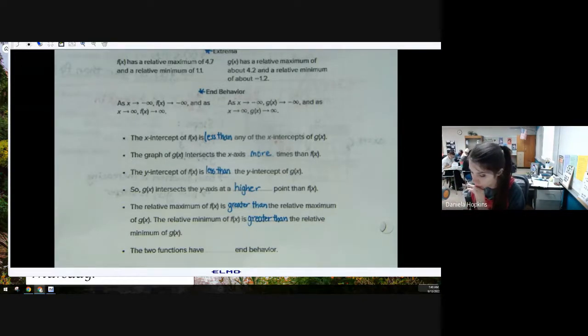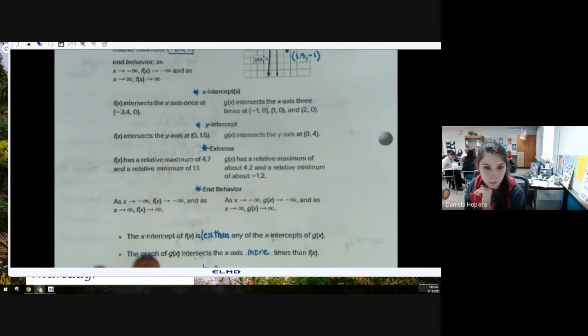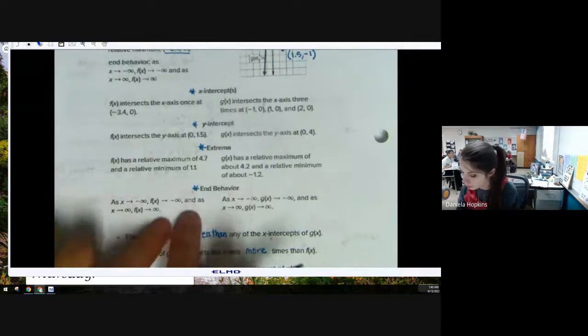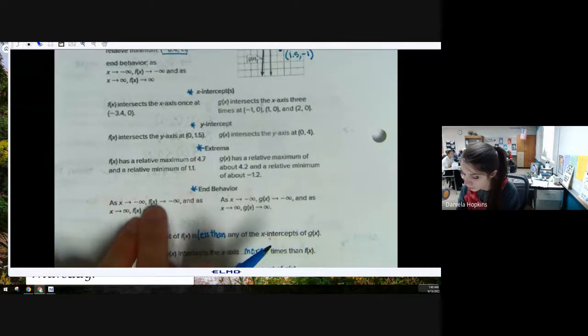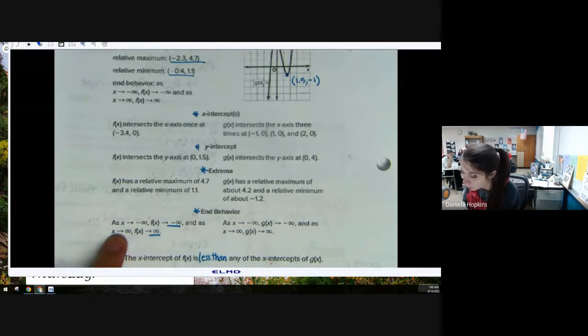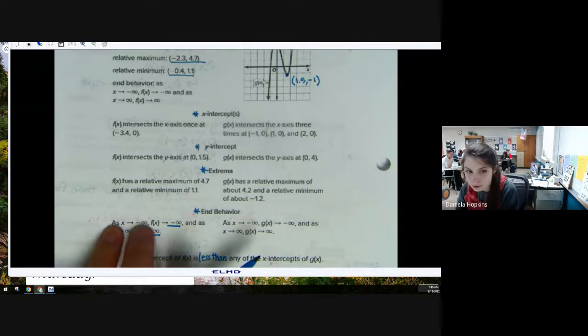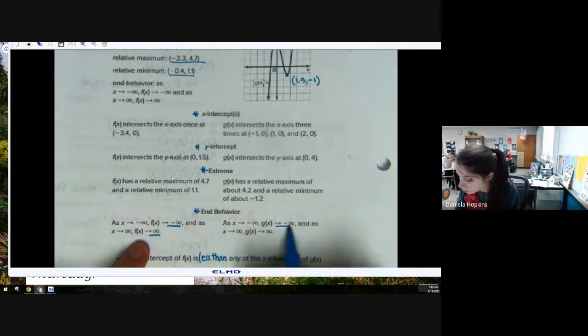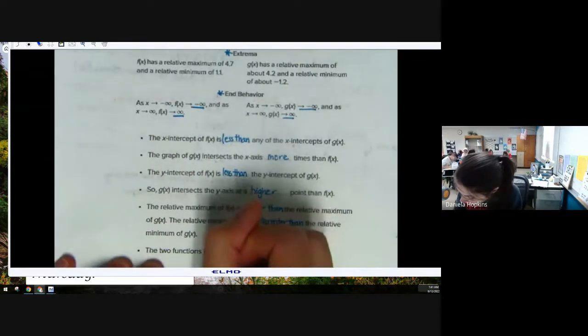Now the end behavior, this is probably going to be the trickiest. Actually, they give it to us, look at that. For f of x, as you look to the left, it's going to negative infinity. As you look to the right, it's going to positive infinity. So all you're comparing is whether, as you look to the left, it's the same or different, and as you look to the right, it's the same or different. In fact, as you look to the left for g of x, it's the exact same. As you look to the right for g of x, it's also going up. So in this case, the two functions have the same end behavior.